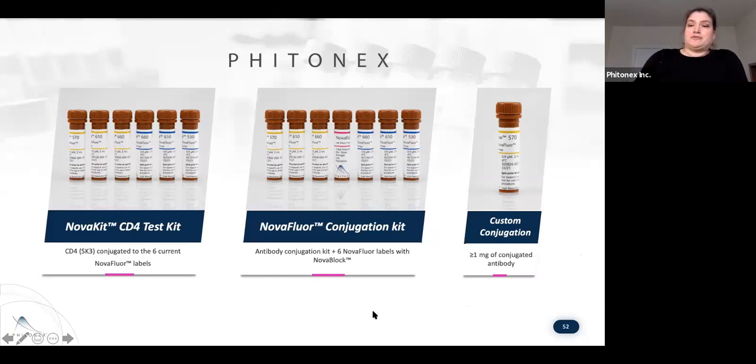What is the quality control for the release criteria of the phyton conjugation? Yeah, absolutely, good question. We actually test everything that we send out on cells. We'll show a plot of what the staining looks like on our cells, in this case for the CD4 kit.